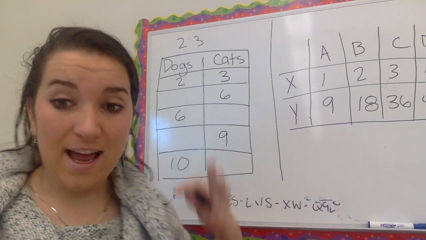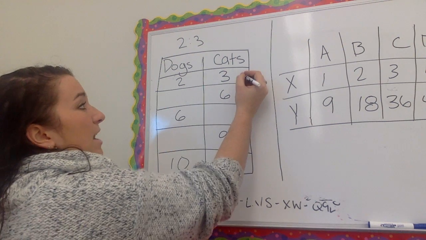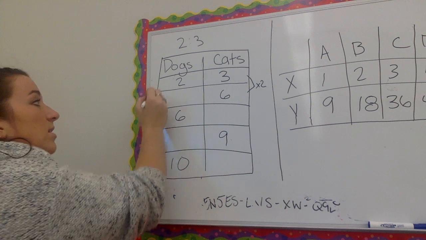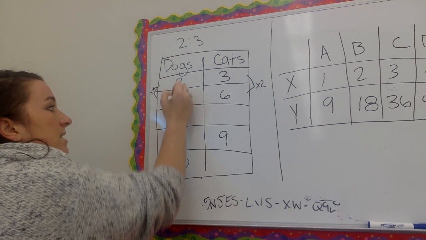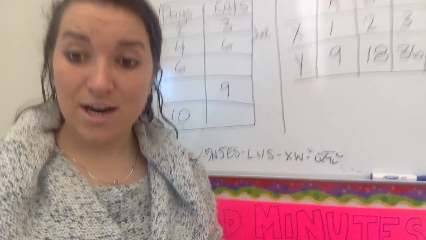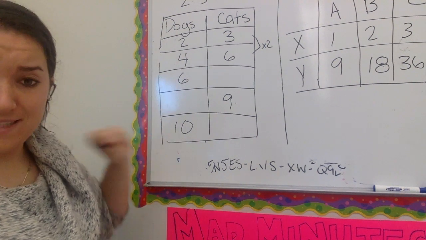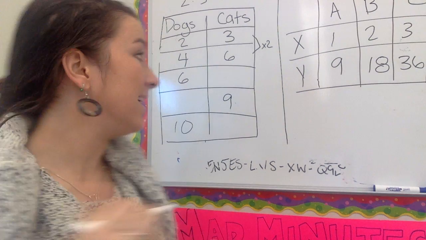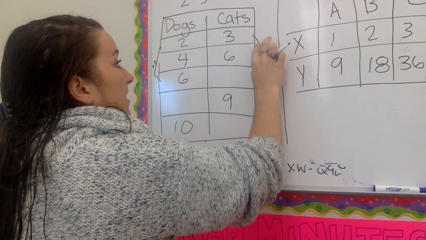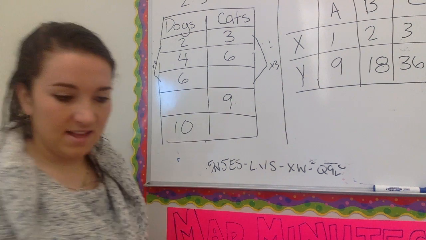Now I'm going to ask myself, okay, if there are 6 cats, how many dogs would there be? Here I see that you multiplied 3 times 2 to get 6. So I'm going to multiply 2 times 2 to get 4. All right, now let's look at the next one. Here I have a 6. So I say, how do I get from 2 to 6? I had to multiply 2 times 3 to get 6. So now I need to multiply 3 times 3. And I'll end up having 9 in this one right here.